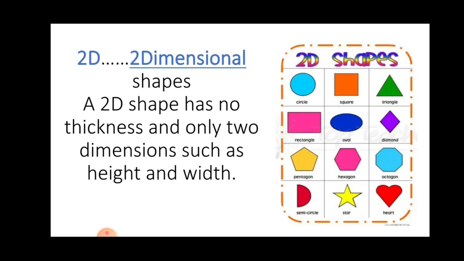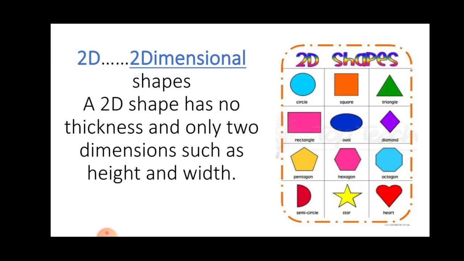Pentagon means that this shape has 5 sides and 5 corners. Hexagon means 6 sides and 6 corners. Octagon has 8 sides and 8 corners. Semicircle. Half of a circle is a semicircle. Star. Heart. These are 2D shapes.